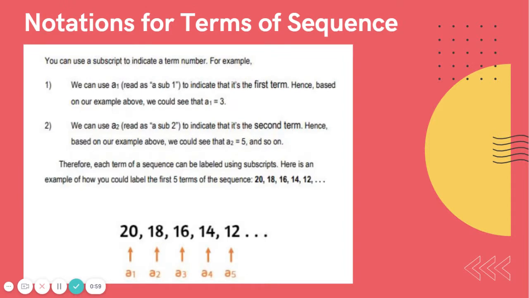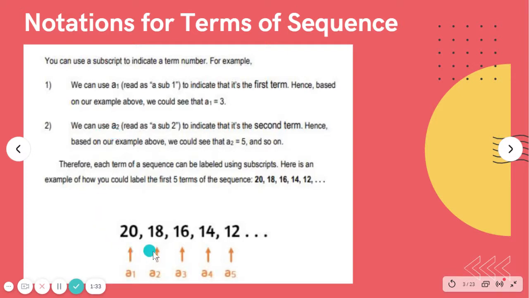Another thing that you need to remember is how we give notations to our terms. So for the first term, dinedenote natin to ng a sub 1. So as you can see here, binabasa natin yan as a sub 1. Ang ibig sabihin yan, kapag ang term ay merong a sub 1, meaning to say that is the first term. Likewise, kapag ang term naman ay a sub 2, meaning to say that is the second term.